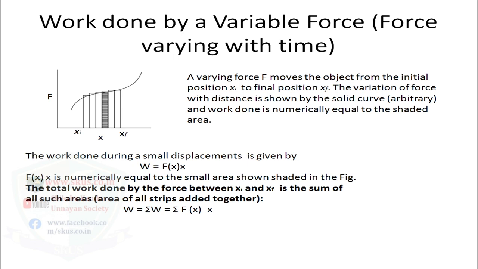What is the work done during a small displacement? It is given by W is equal to F(x) into delta x, and this F(x) delta x is numerically equal to the small area shown shaded in the figure. So, how are we going to calculate the total work done? Well, the total work done by the force between xi and xf is the sum of all such areas, that is the area of all strips added together, which is given by W equal to the summation of F(x) into delta x. A perfect example of work done by a variable force is a spring.